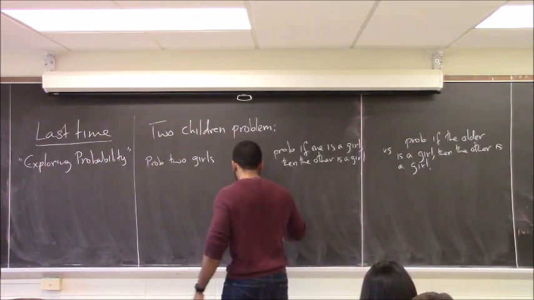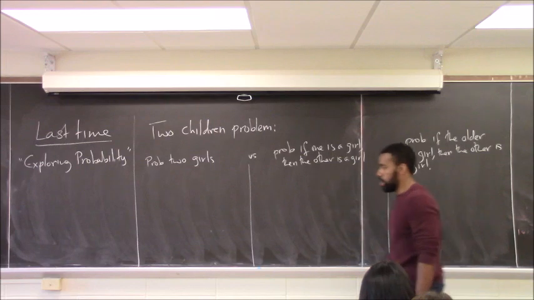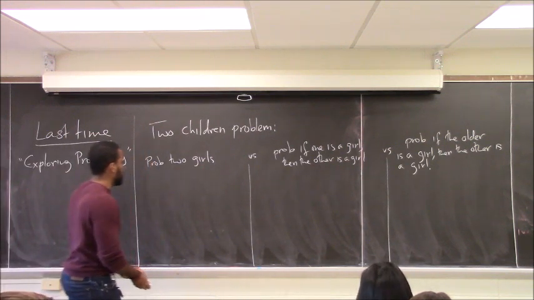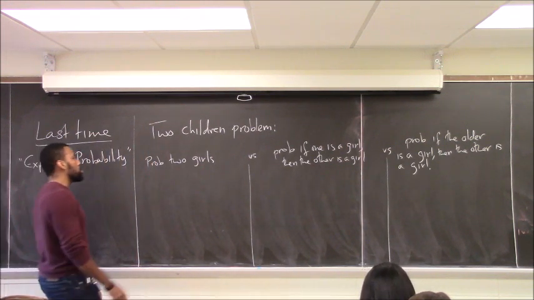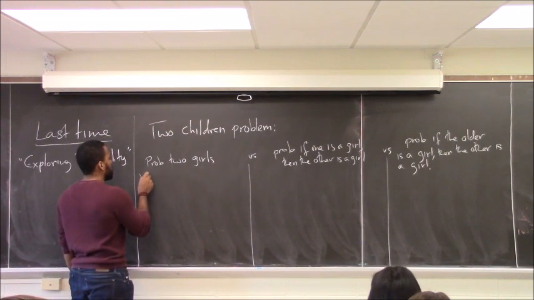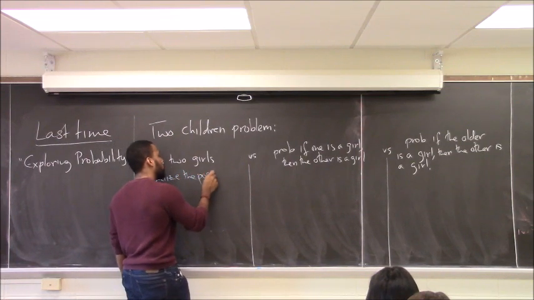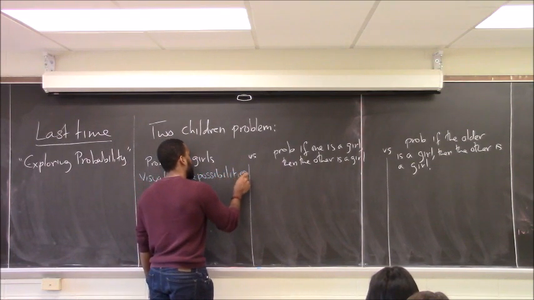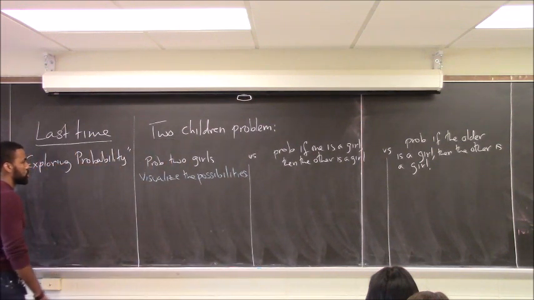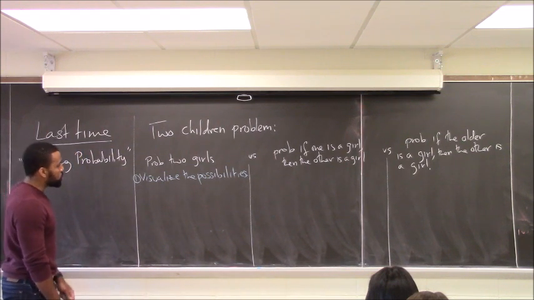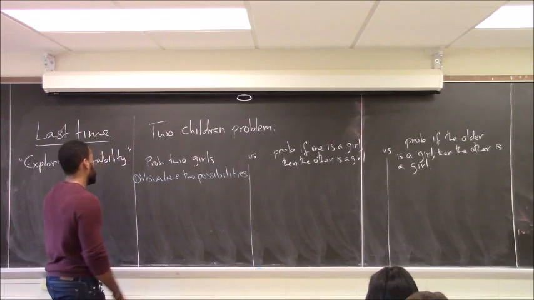I really want to bring your attention to how we actually ended up solving this problem. We went in a few stages that, when we start going into probability in depth, I'm going to be emphasizing. One thing we had to do is find a way to visualize the possibilities. Me introducing sets and tuples to you is going to help us with that. So we visualized them as tuples in this case.